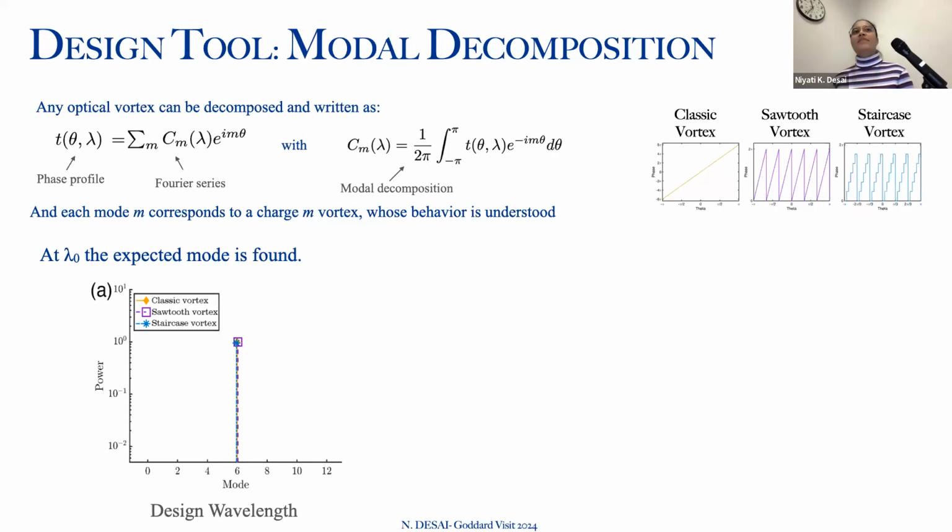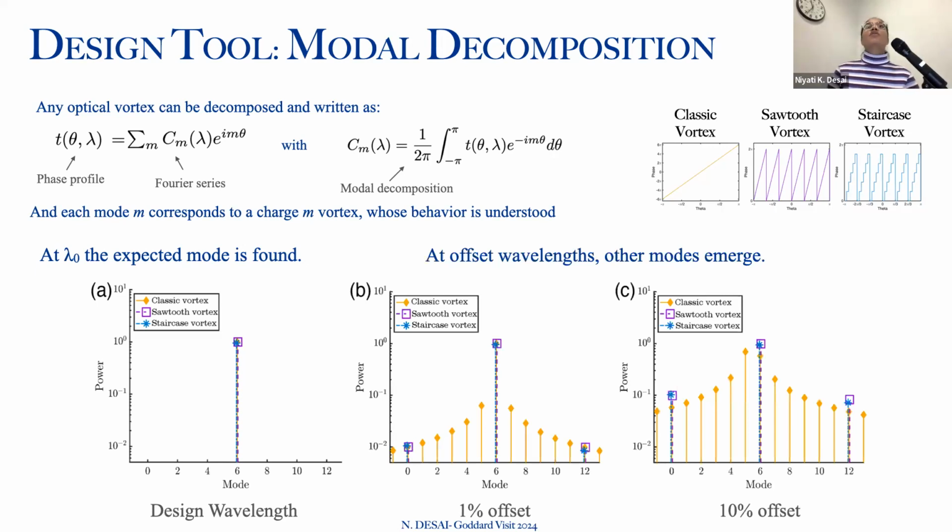It's only when you start to step away that you're getting different behavior from what you expected because of this chromatic way that you're building this mask. So this is a very simple example of these three that we're comparing at the design wavelength. They've all got mode 6 because they're charge 6, so they perform exactly like you would expect. The second you start to step away from that central wavelength, so now you've got 1% and 10% wavelength offsets, you start to see all these other modes appear. And you see modes that are not even just even integer modes. You even see odd modes. That means you're getting performance corresponding to a charge 3 or a charge 1 or a charge 5 vortex.